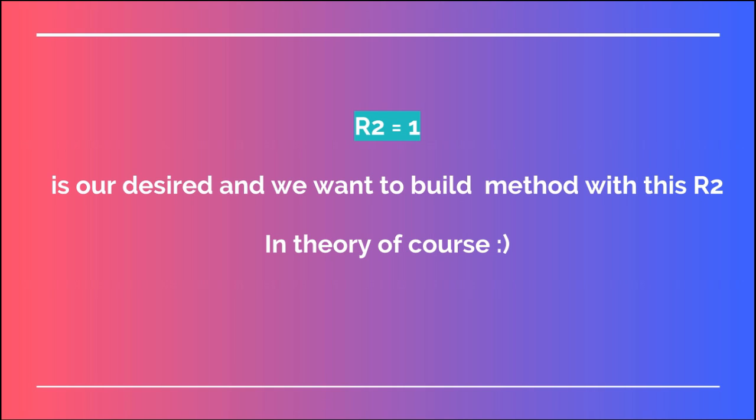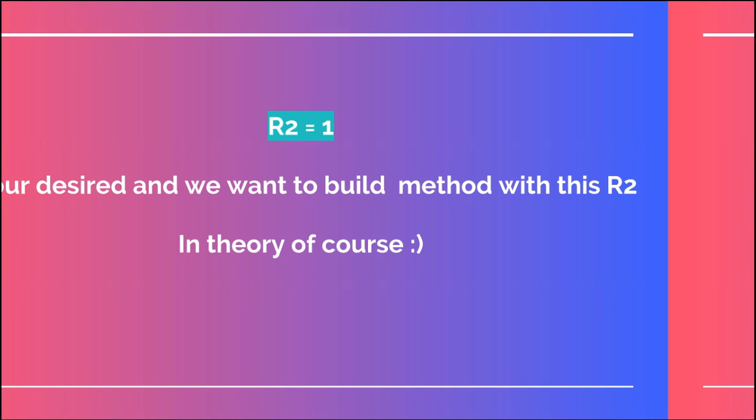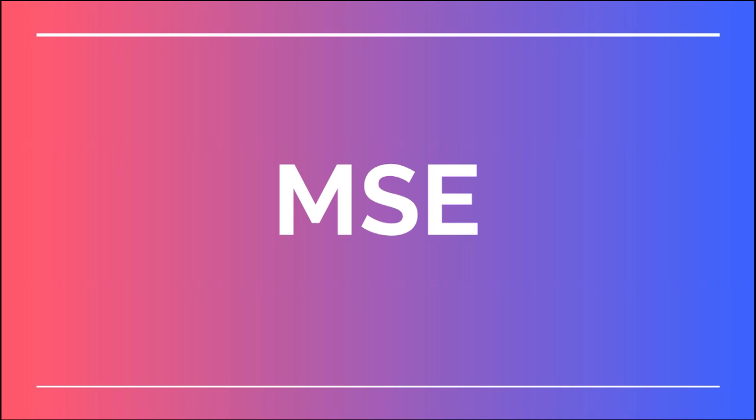R squared is our desired metric, and we want to build a method with a good R squared. Of course, in theory, as you know, we must have 100% accuracy to have R squared equal to 1. Next, we discuss mean squared error.